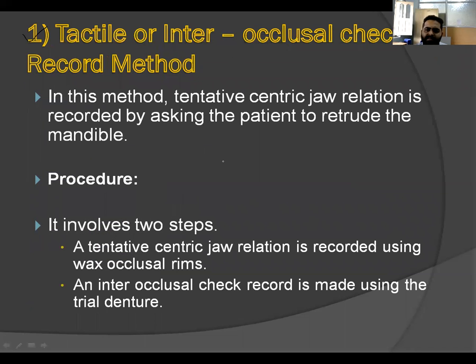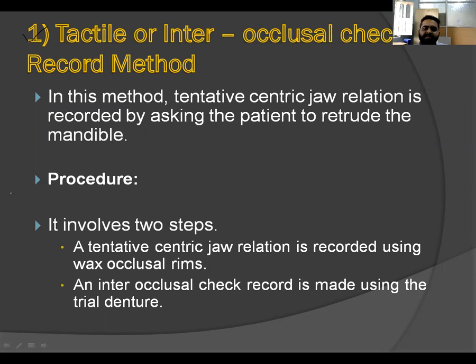Okay, the tactile or the interocclusal check method. It is the first method which comes under the physical method. This is basically depending upon the tentative jaw relation taken for your centric by asking the patient to retrude the mandible to the most posterior position. We ask the patient to retrude the mandible posteriorly and take the centric in a tentative way. Okay, it is not an accurate method to record the centric occlusion.